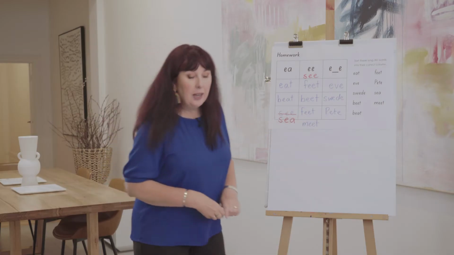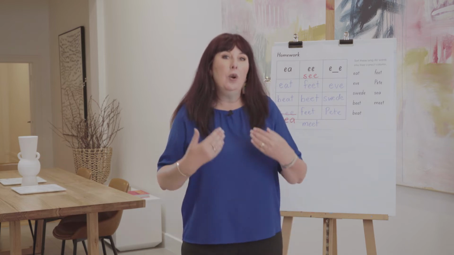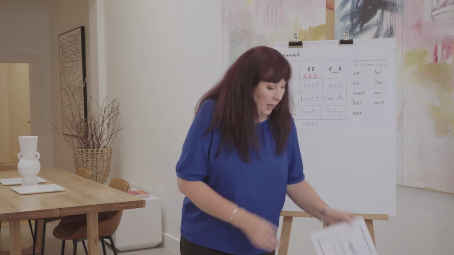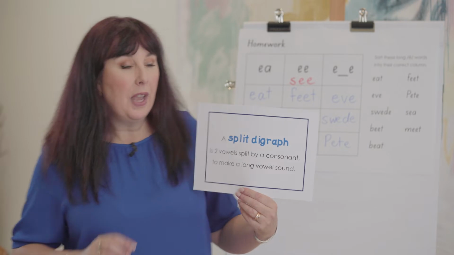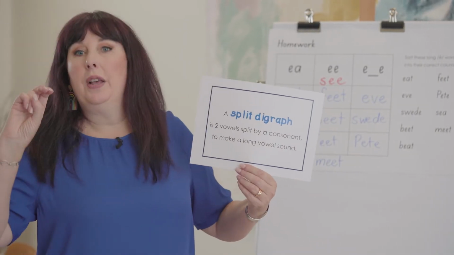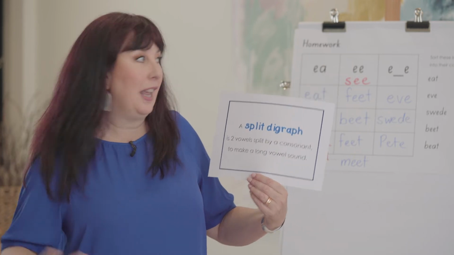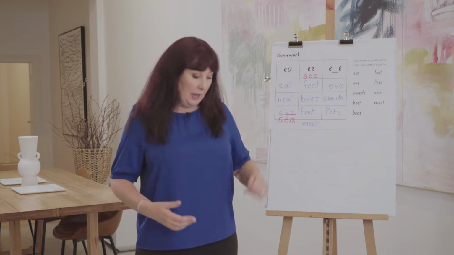Okay, good job. Let's move on to our practice of that long, bossy E sound today. Before we start, we're going to refresh our memories and look at a split digraph. A split digraph is two vowels split by a consonant to make a long vowel sound. And that's the one we're looking at. We're looking at E, consonant E.